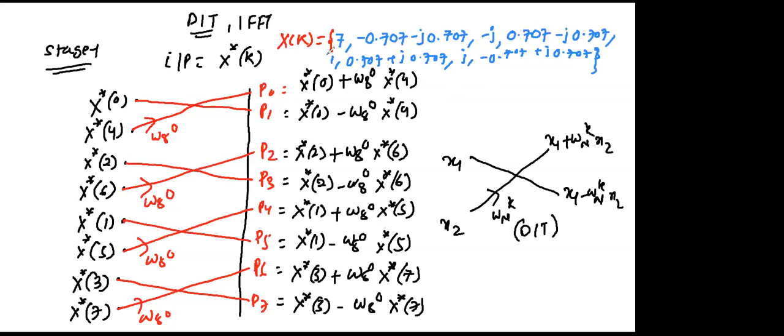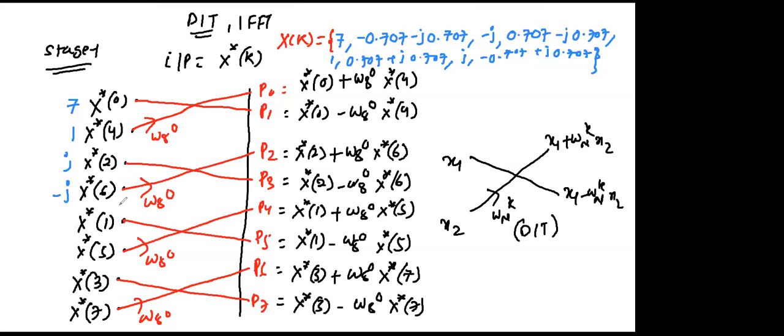First, see here, what is X conjugate 0? This is your X of 0, no? The X conjugate 0 means the same, 7 only. Then X conjugate 4 is 1. Similarly, you tell me what is X conjugate 2? X of 2 is minus j, so X conjugate 2 means plus j. Similarly, X conjugate 6 is minus j.